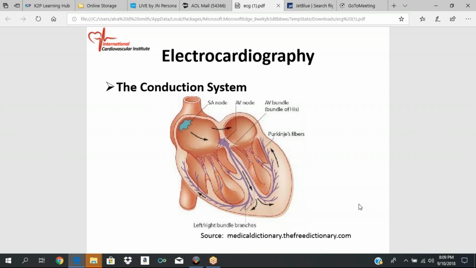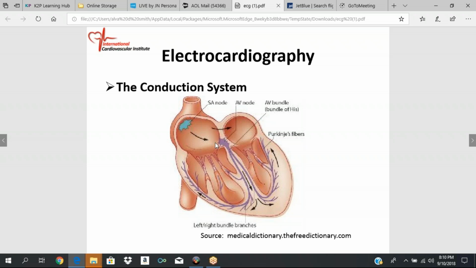It has to have the electrical signal, and the electrical signal starts in the SA node, the sinoatrial node. The sinoatrial node is at the junction of the superior vena cava and the right atrium. It's located right there. This is the power station of the heart. The electrical impulse is generated here and it travels down through the atrium.